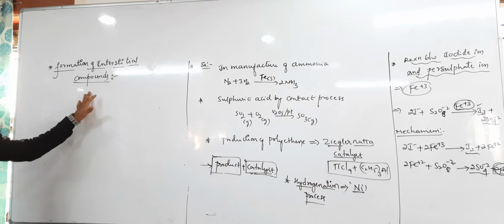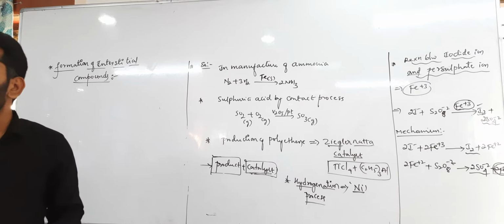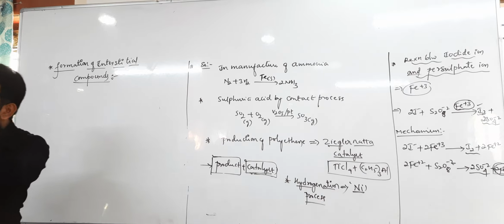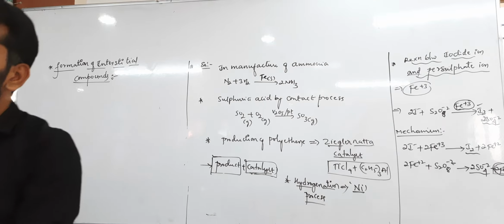So most of the transition elements used to form interstitial compounds. They have vacant d orbitals, and of course vacant spaces, interstitial sites.